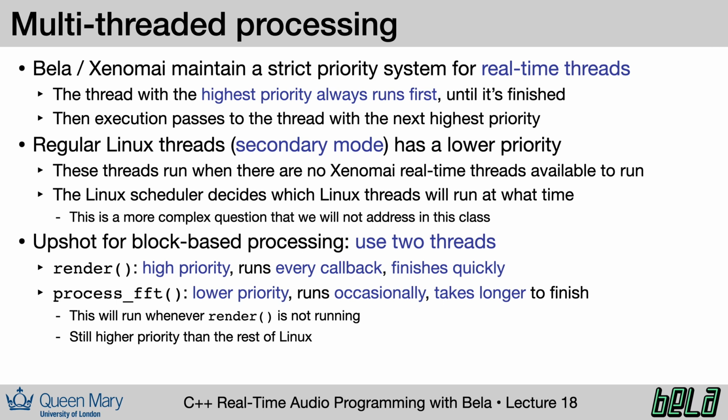The lower priority of the 2 threads is going to be where the process FFT function is called. Process FFT will not be running all the time. It will only be called occasionally when there's a new hop. It's expected that this is going to take a longer time to finish than any call to render. Therefore, it only runs when render is not actively running, taking up whatever extra CPU time is available.